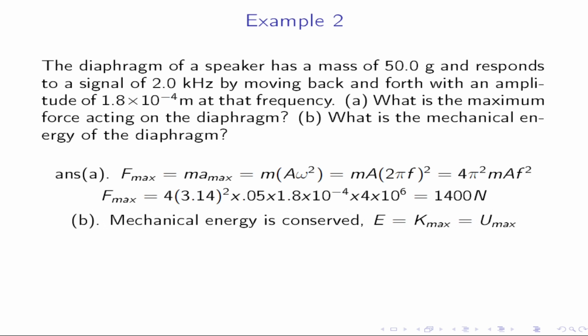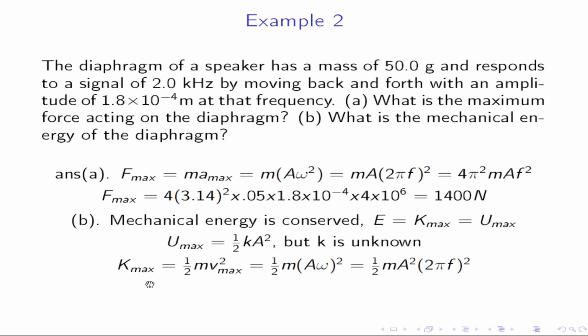Mechanical energy is conserved, that is E is equal to kinetic energy maximum, which is equal to potential energy maximum. Umax is given by half k A square, but we don't know the value of k. Therefore, kinetic energy maximum is equal to half m Vmax square, that is half m into (A omega) square. Substituting the values, we get kinetic energy maximum as 0.13 joule.